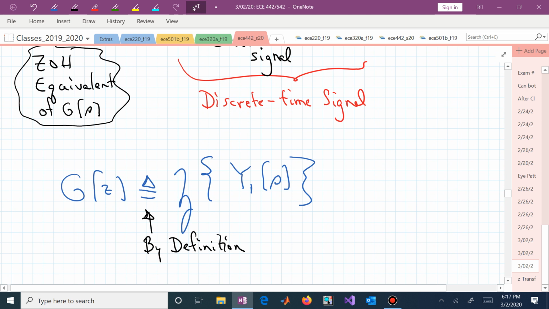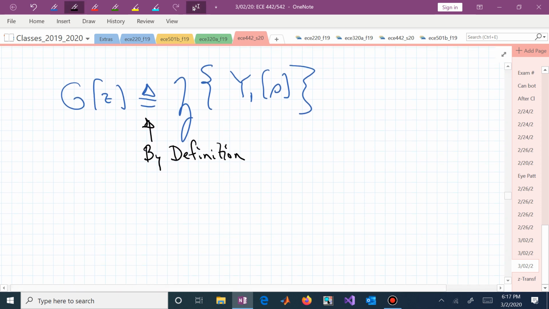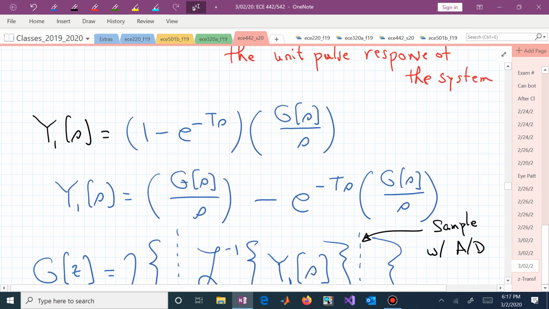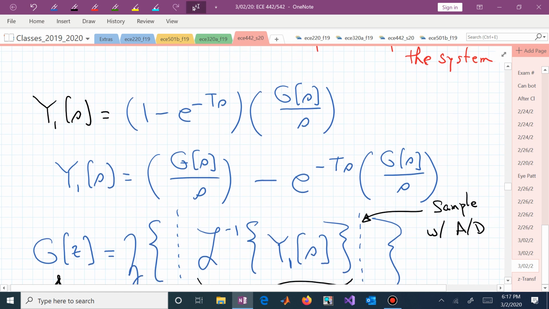What do we have? We now have G of Z, in fact, is now, if we go back, do you see what I can now do? I can do, by definition, the Z-transform of G of S over S minus the Z-transform of e to the minus capital TS G of S over S.